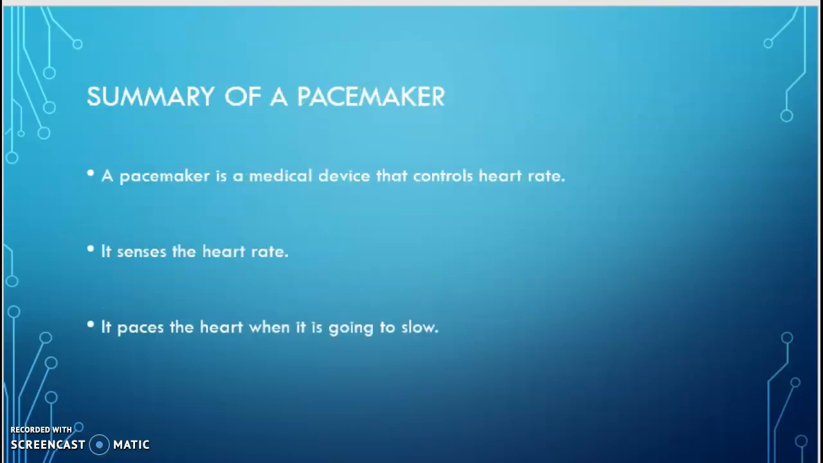So let's do a quick summary. This presentation aimed to answer three questions. What is a pacemaker? A pacemaker is a medical device that controls the heart. The second question is, what are the functions of the pacemaker? The pacemaker senses the heart. If the rate is going too slow, then the pacemaker will pace. The third question is, how are these functions achieved? A pacemaker senses the heart rate by detecting electrical signals on the leads. If the leads detect a slow heart rate, then the can tells the leads to pace, or increase the heart rate.